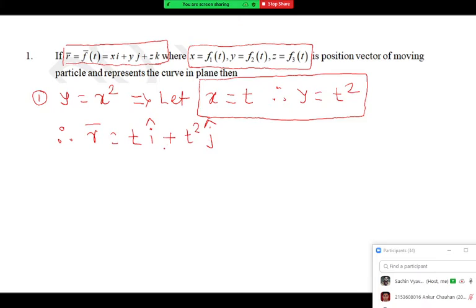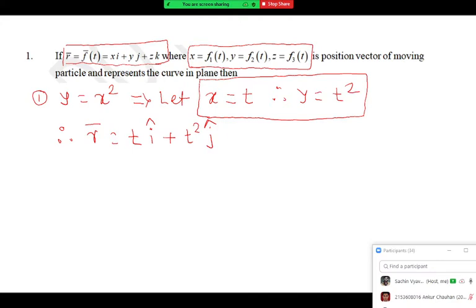So if we want to write the equation of a parabola in vector form, we just write it as t i plus t square j. t i plus t square j represents the parabola. Nowhere do you have to identify what that curve represents. It is just for information. I'm showing you how these Cartesian equations have their equivalent vector equations.